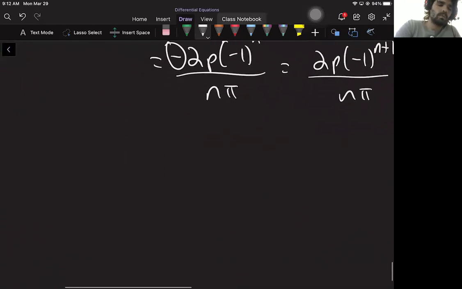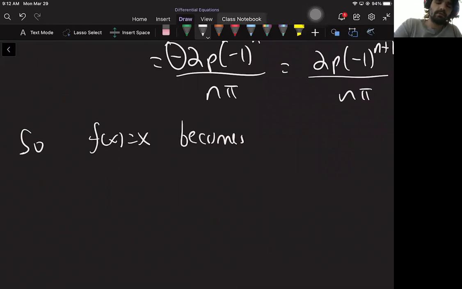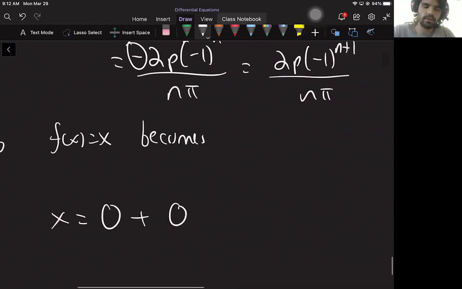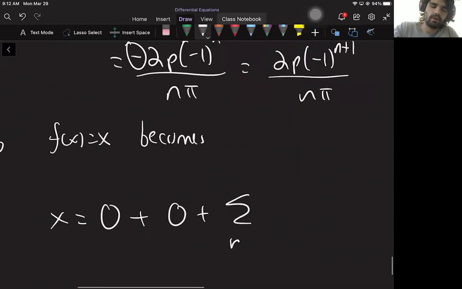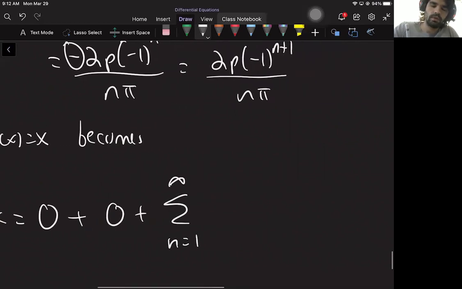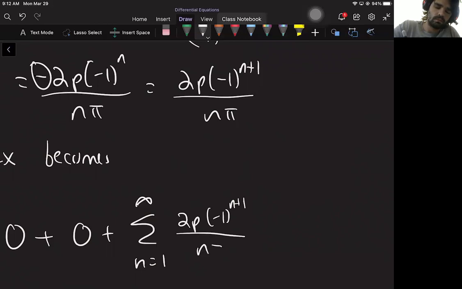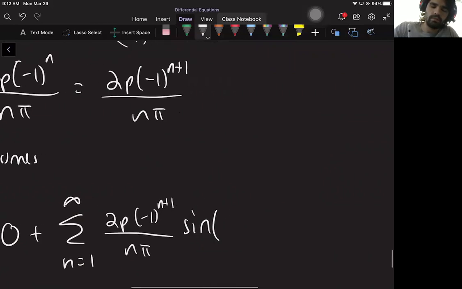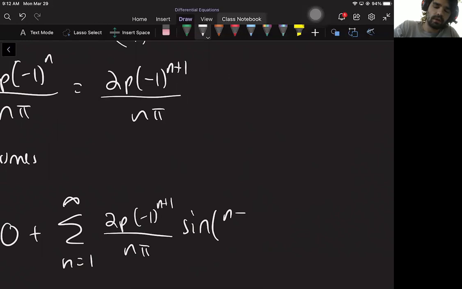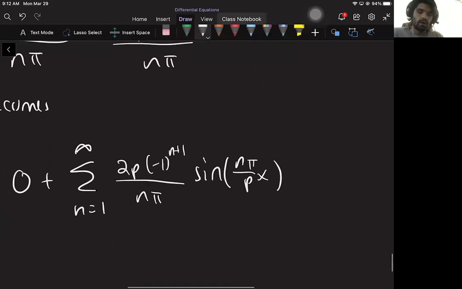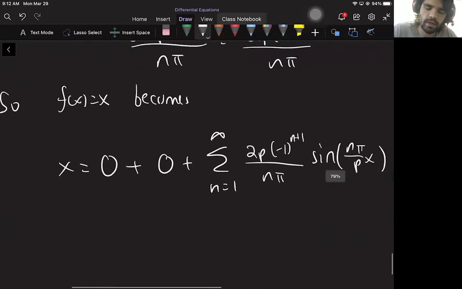We are now done. So my function x as a Fourier series is, so the first thing we got was 0, the cosine part we got was 0, but the sine part is here. And these are my coefficients. And now the things that they're next to are sine of n pi over p x. Okay, so this is the Fourier series for x.